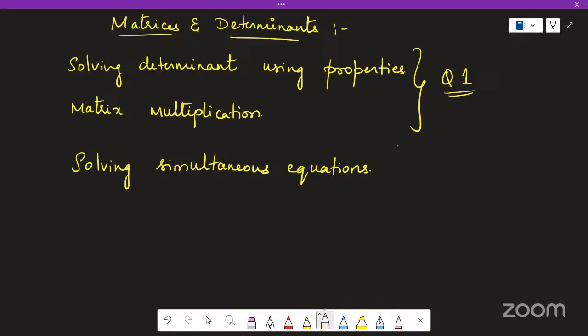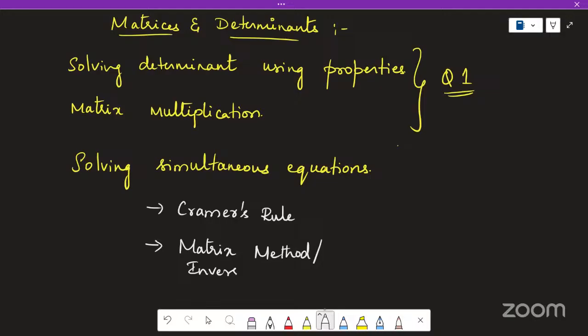In this, there are two methods. One is Cramer's rule, very easy. For Cramer's rule, again, you have to solve using determinants only. And then you have the matrix inverse method. It's called just matrix method, inverse method, or matrix inverse method, all are the same. Okay. These two methods, among these two, any one you will get.